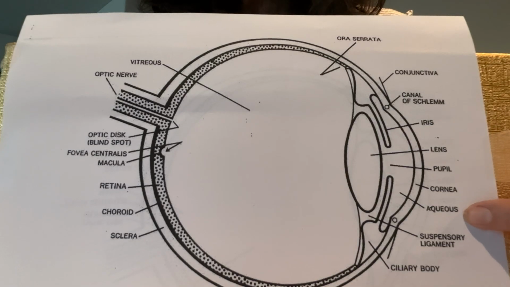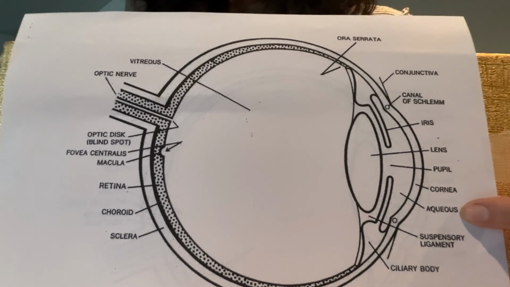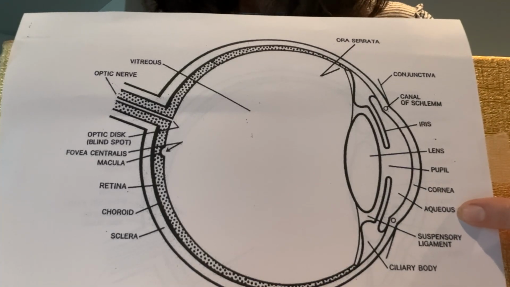Next, we have the aqueous humor here. The aqueous humor is a watery fluid that fills the anterior chamber of the eye and provides some of the nutrition for the surrounding parts.